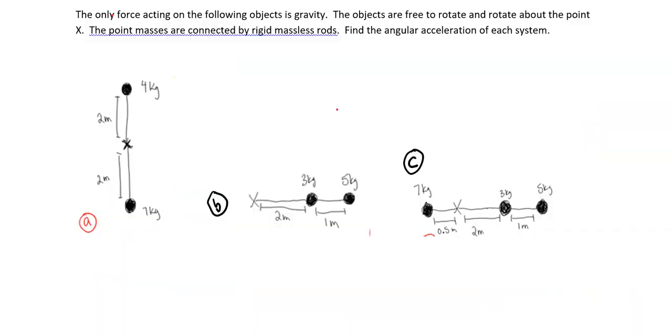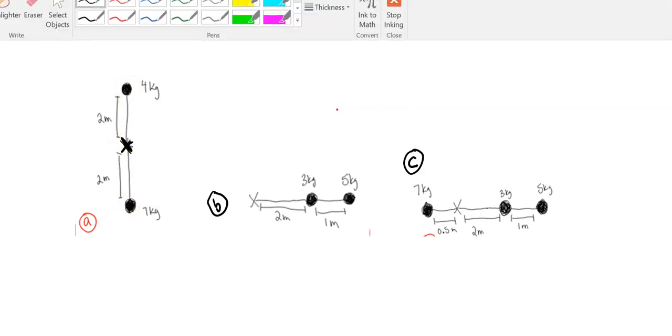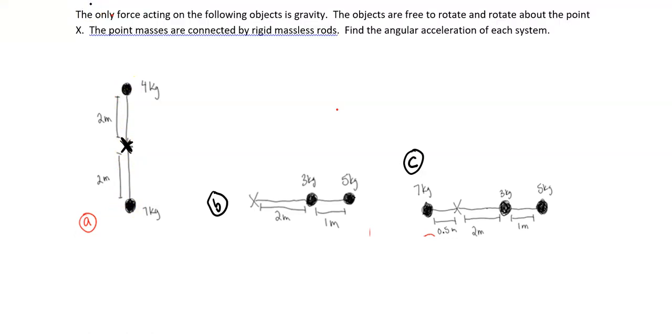Okay, so let's go ahead and try a couple other problems involving Tnet, moment of inertia and angular acceleration. Imagine these objects are free to rotate about the point X, and they're point masses connected by rigid massless rods. So any of the rods connecting the masses have no mass at all. So we just have to worry about the masses themselves. Imagine these things are suspended in the air. This one right here is suspended vertically. I want you to think about, for example, A, what is the angular acceleration? And then check back into the video.